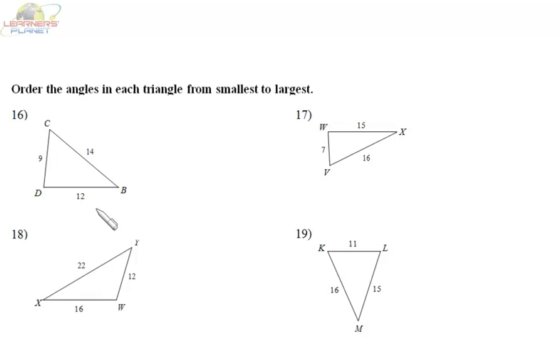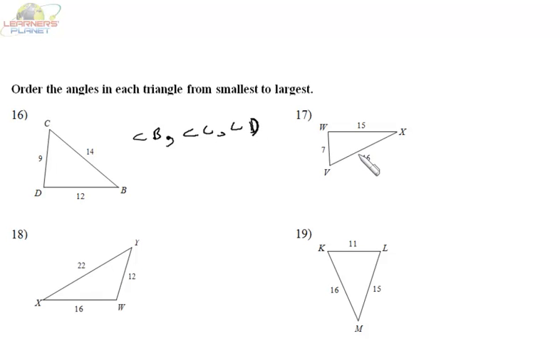Now in this case, we have to order the angles in each triangle from smallest to largest. Now see the first case. Which is the smallest side? It is side CD. So the smallest angle will be angle B. Then the bigger side is 12. So the angle opposite to it will be bigger. So it's angle C. And the biggest side is 14. So the angle opposite to that is angle D. So that is the smallest angle and that is the largest angle.